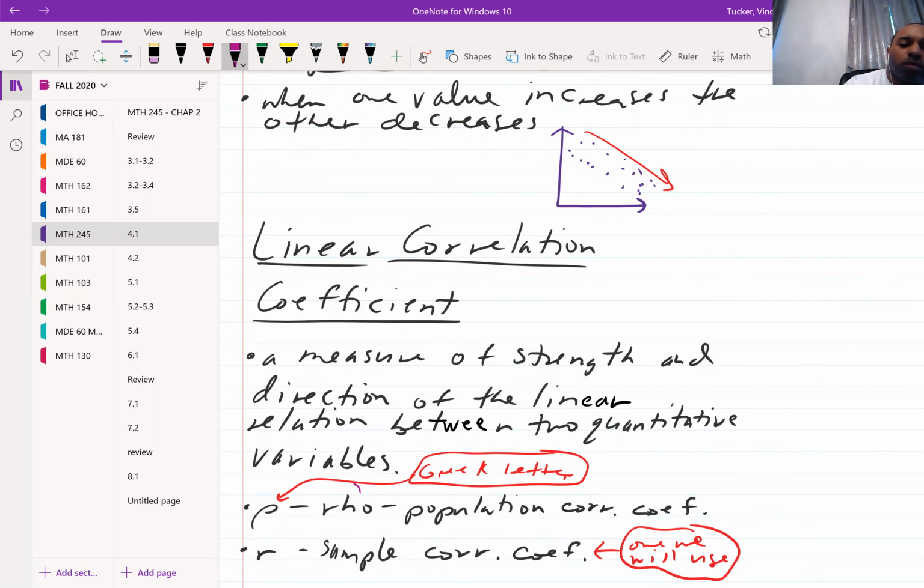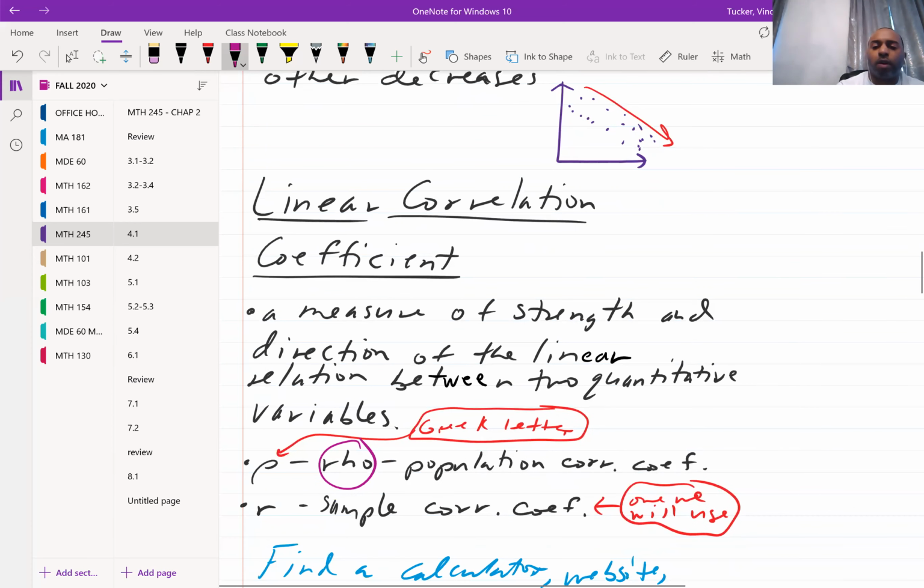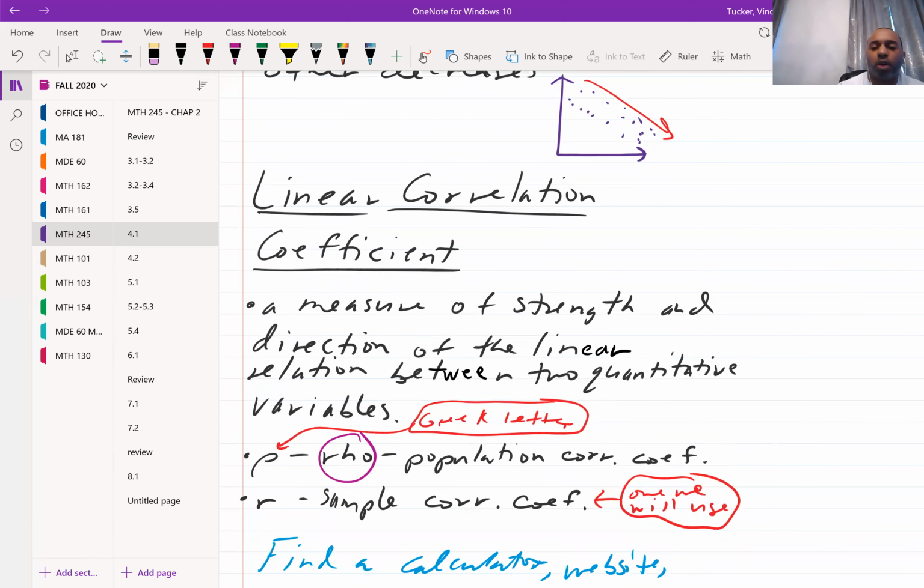And that's your population correlation coefficient. And then your regular letter r, that's just a simple r. That's your sample correlation coefficient. So that's the one we will use. We're going to use r, and that's what I wrote right here as far as notation. We will be using r, but I was showing you rho just in case MyMathLab were to mention it.